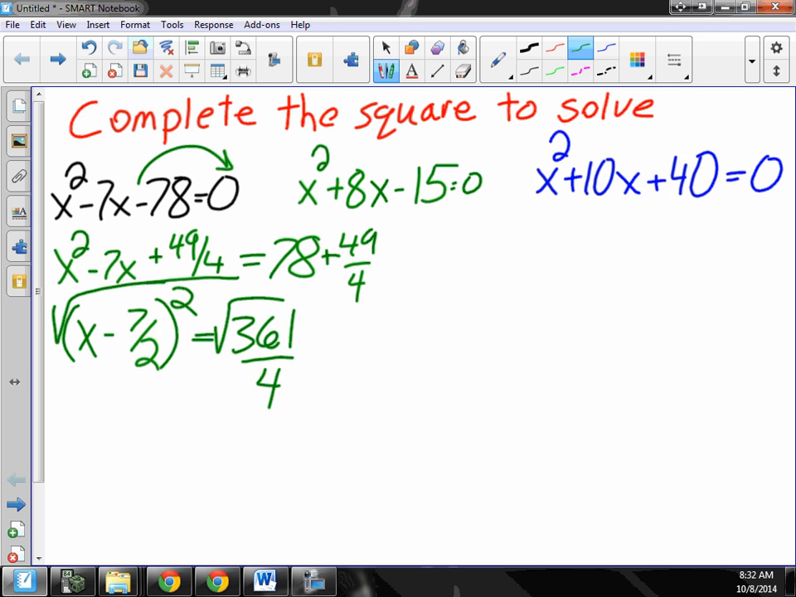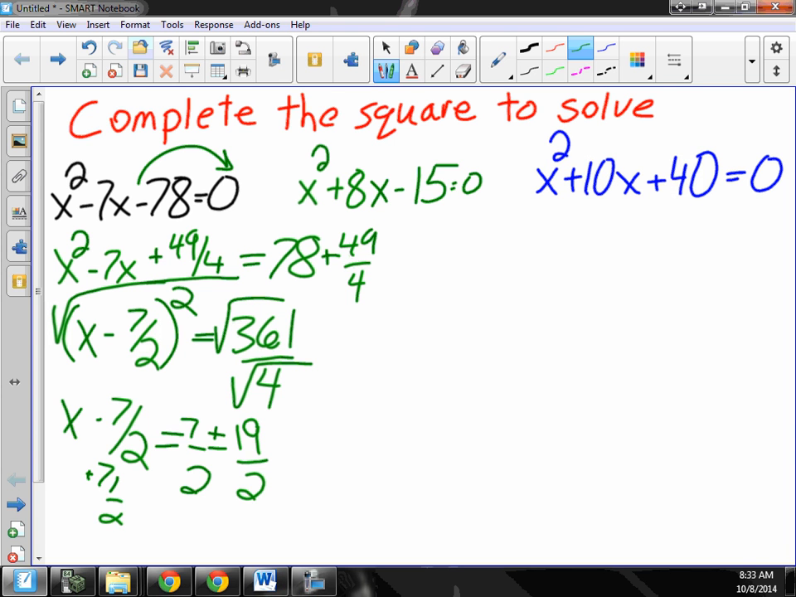So I square root: x minus 7 over 2. Is 361 a perfect square? Yeah, which one? 19. So plus or minus 19 halves. I'm going to add 7 over 2. 7 plus 19 is 26 divided by 2 is 13. 7 minus 19 would be negative 12 over 2 would be negative 6. And those are the roots.